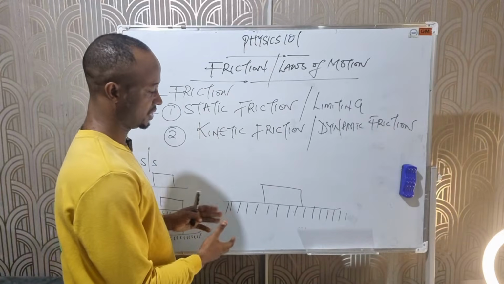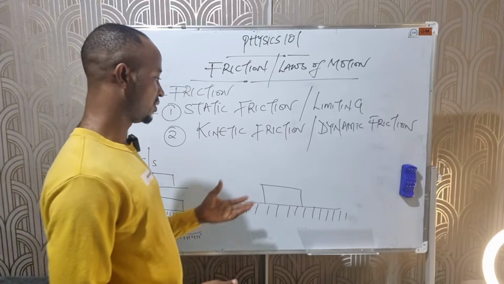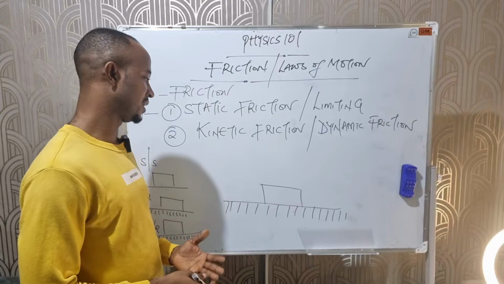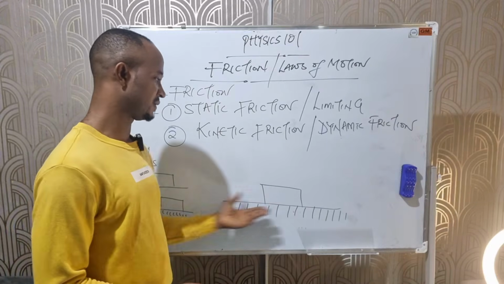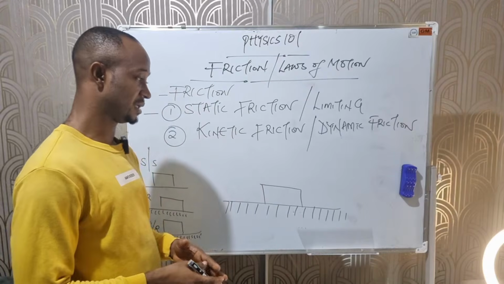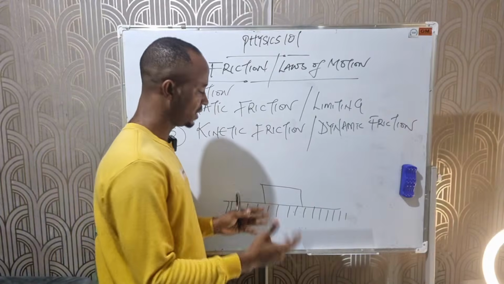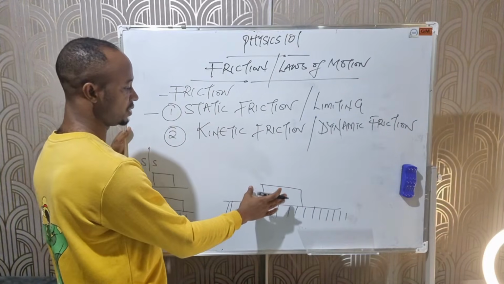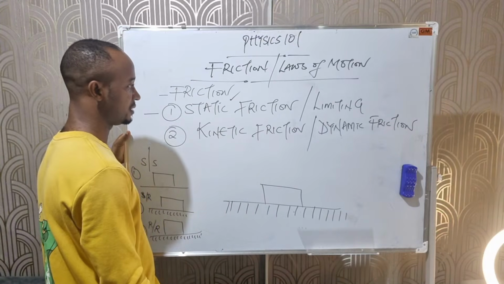Now, when the body is kept in a system or at rest, I mean the body is not moving, and the body is kept on a rough surface, in this case both the body and the surface are rough, right? If a body is kept on a rough surface, that simply means that the body possesses what we call static frictional force, right?